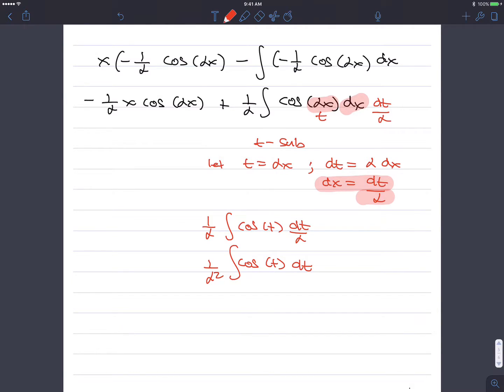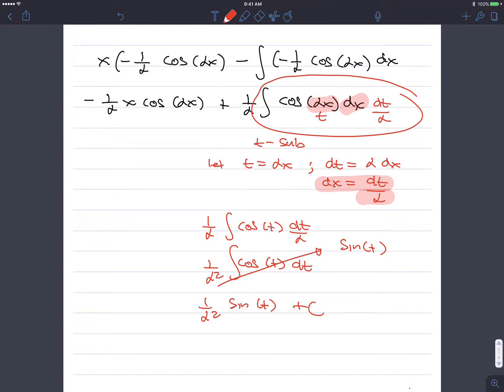Now the derivative of sine is cosine, so this integral is really sine of t. In other words, we get 1 over alpha squared sine t. And ultimately, we're going to add a constant, so this will be plus c. This is what I get when I integrate cosine alpha x dx. Now, let's not forget to replace t with alpha x. We'll add our c at the end. So it's a function of x now.